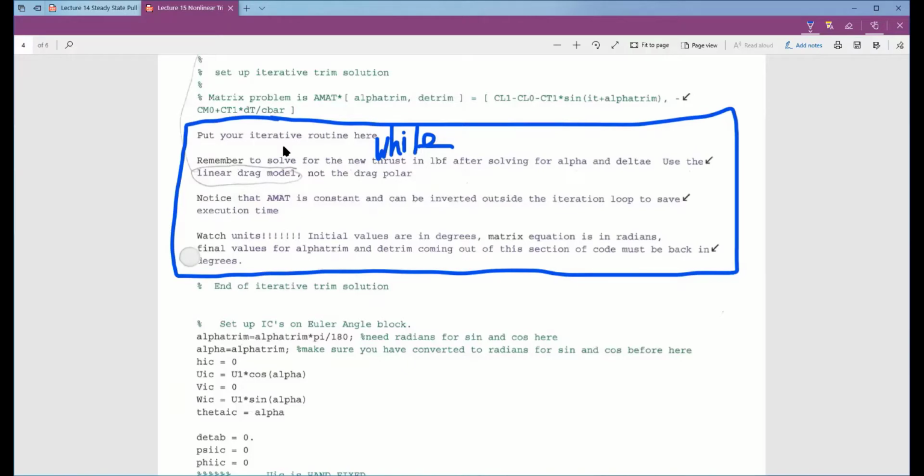The parameters are all specified above. So you're going to calculate the numbers to go on the right-hand side. You're going to set up the matrix, and you're going to tell MATLAB to solve that matrix problem for alpha and elevator. You're going to need those initial guesses that come from the top. So make sure you use those just to set the right-hand side of this. And then you'll plug them in here, calculate the thrust, then you go back and do it again.